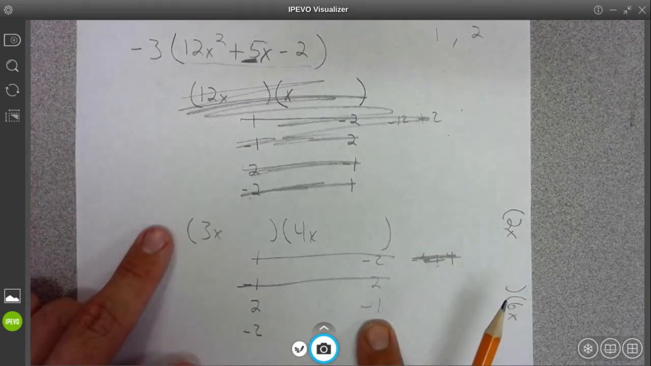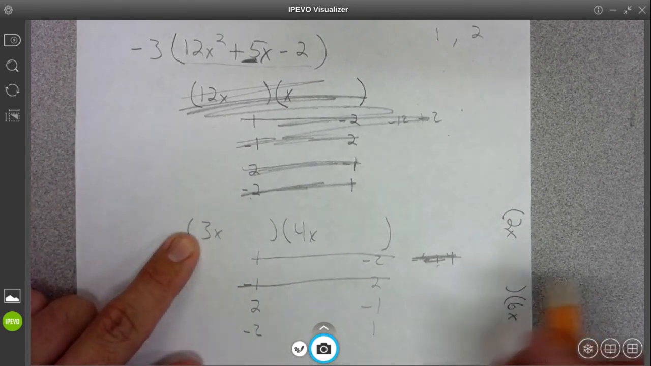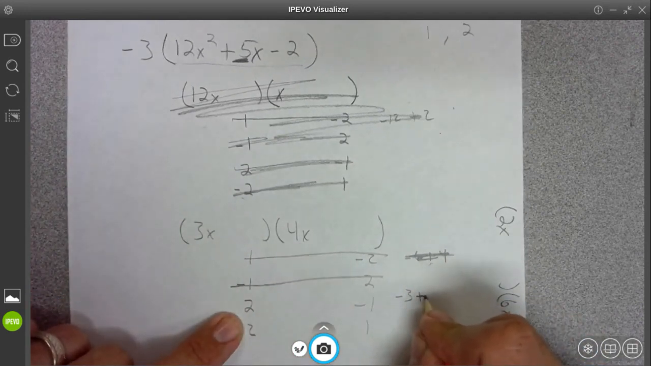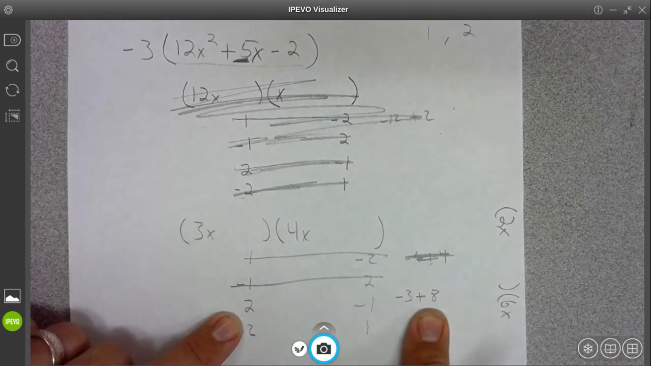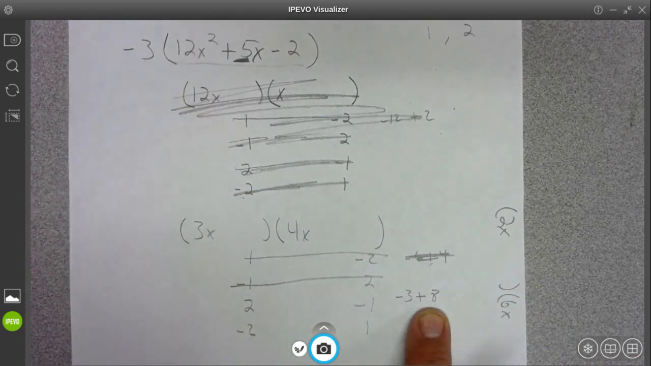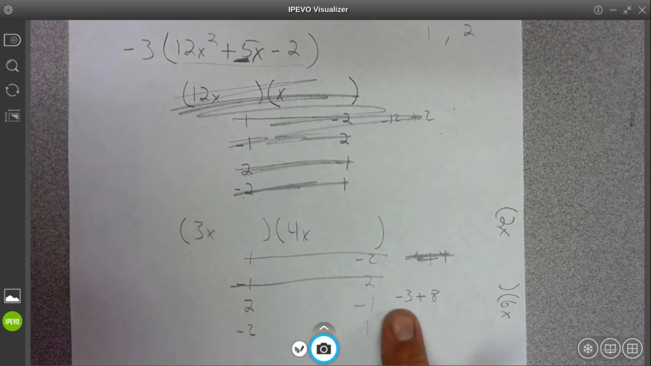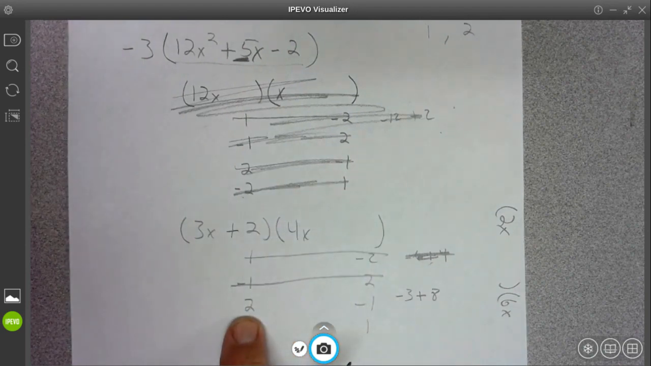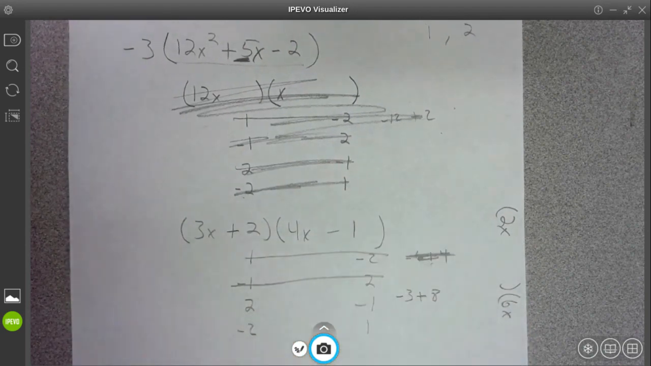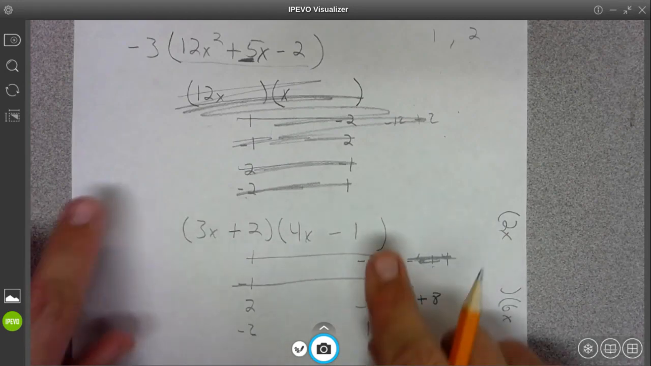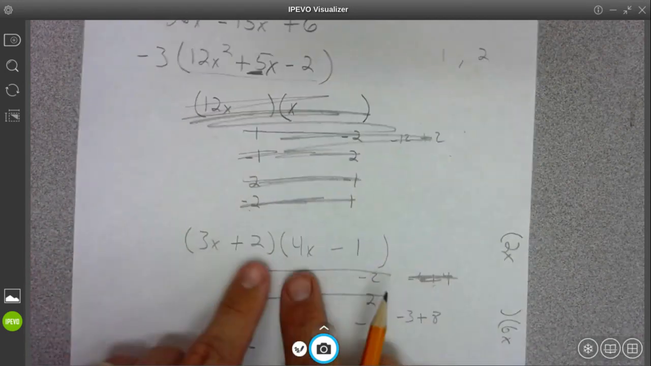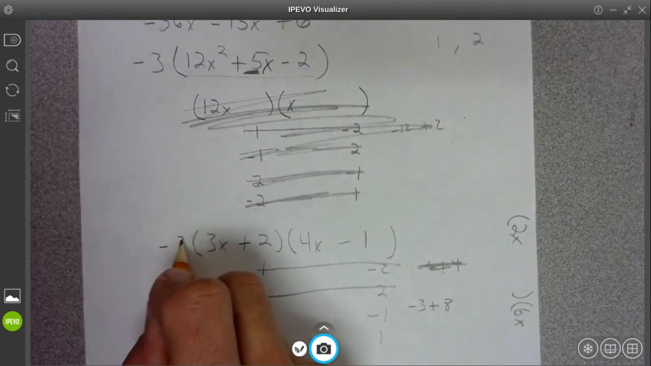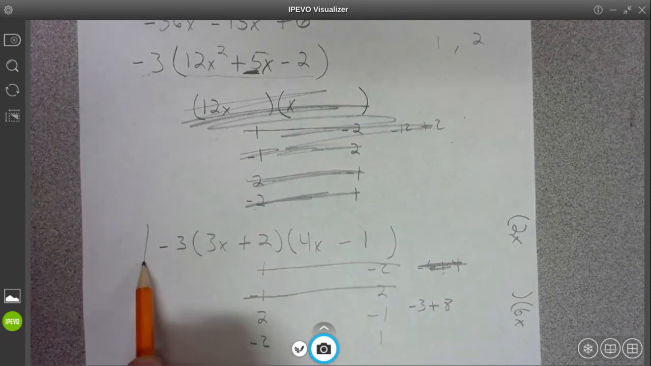Here we're going to have negative 3 times negative 1. And here 2 times 4 is going to give you positive 8. And that does equal 5. All right, negative 3 and positive 8. So it's a 2 here and a negative 1 there. Okay, so when you multiplied this out, you get a negative 3 and a positive 8, and that does equal the 5. So just don't forget your negative 3 that was already there.